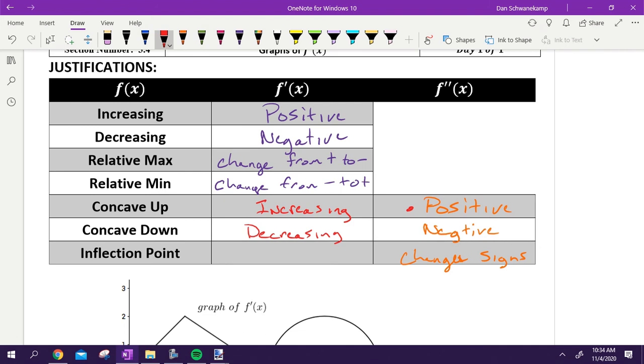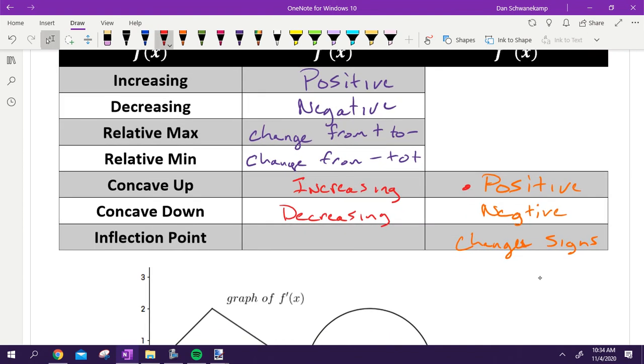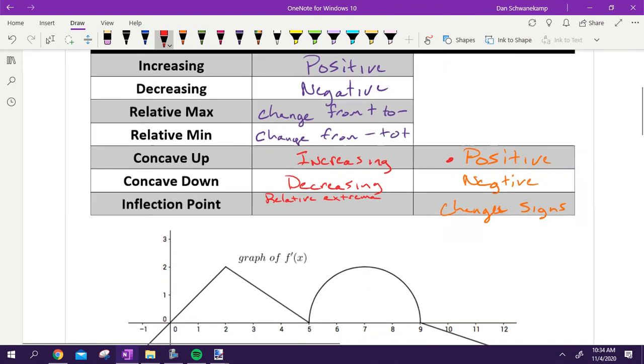And then my last one is, when do I have an inflection point? Alana, what has to be true about f prime for us to have an inflection point? Relative extrema. Okay, you're looking for where f prime has maxes and mins, or when f prime changes slope signs. However you want to say it is fine. They're all the same. Questions?